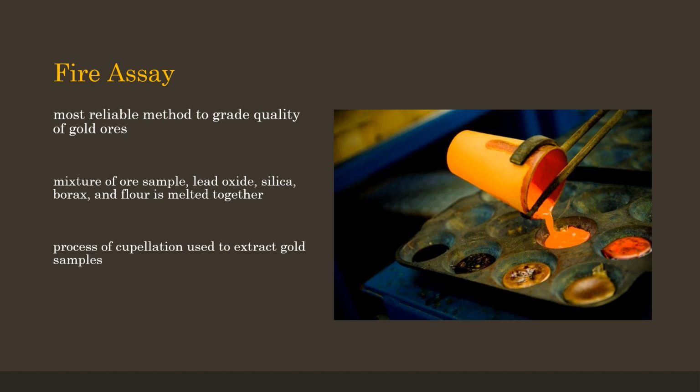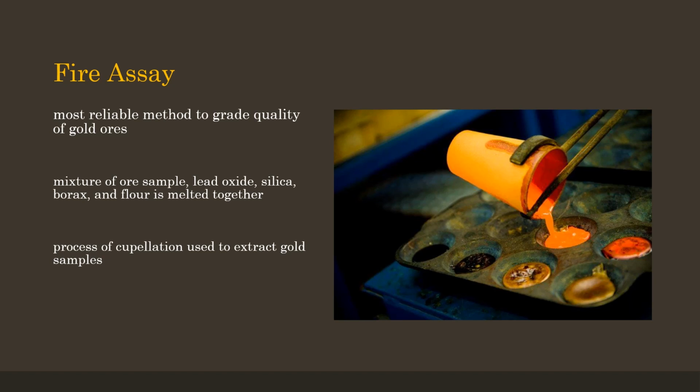When checking for the quality or grade of gold concentration in ores, a process called fire assay is utilized and is considered the most reliable method for testing. Ore samples are crushed and placed in a crucible containing lead oxide, silica, borax, and flour. Once heated in a furnace, the molten mixture will leave gold and metal deposits that sink to the bottom, while excess waste is formed at the top as slag.